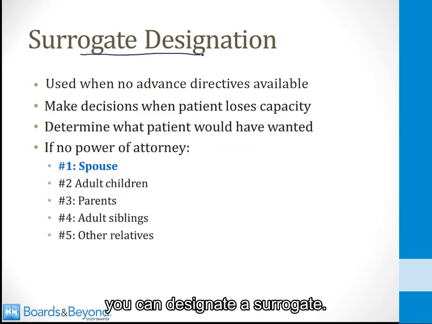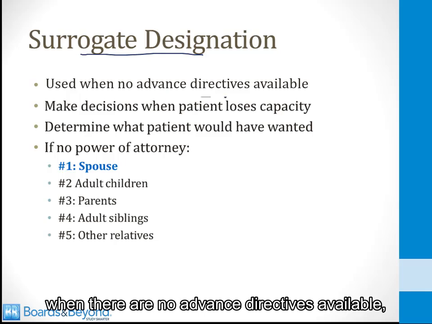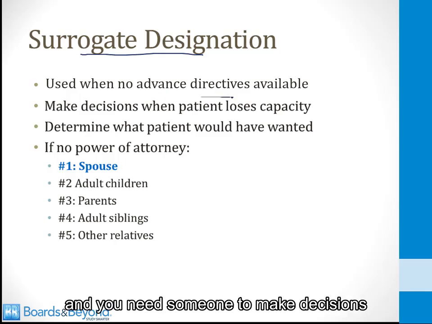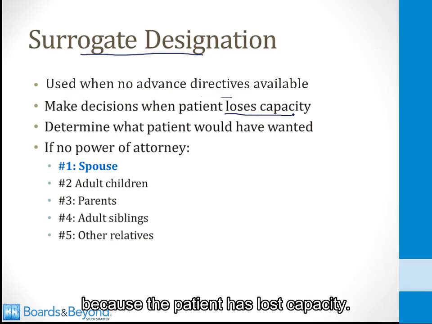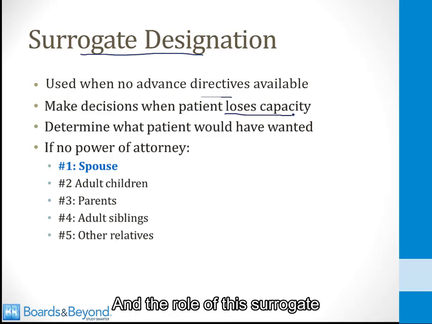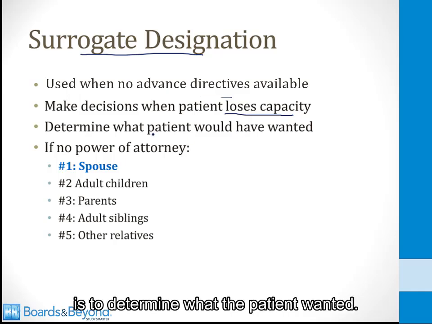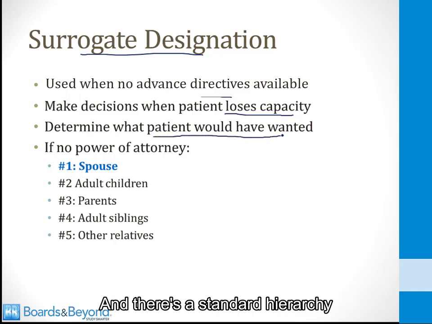For incapacitated patients with no advance directive and no reliable repeated statements about their wishes, you can designate a surrogate. This is only done when there are no advance directives available and you need someone to make decisions because the patient has lost capacity. And the role of this surrogate, just like we discussed previously, is to determine what the patient wanted.